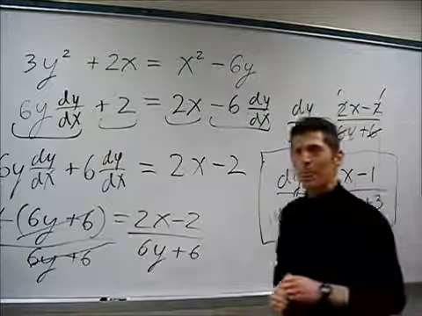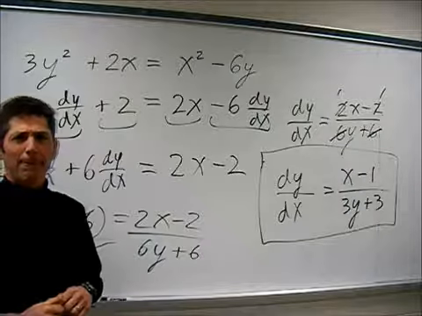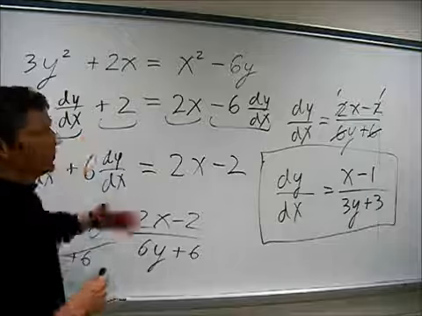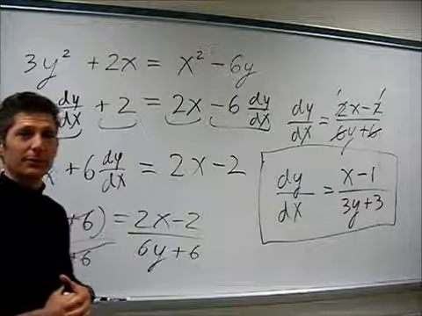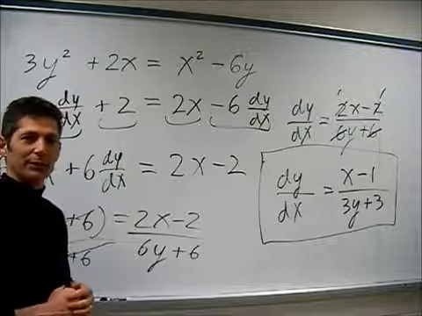So that's the derivative. dy/dx equals (x minus 1) over (3y plus 3). That's going to tell me the slope at any point of this crazy looking implicit function, but now it's in terms of x and y. So that's new. It's also interesting. Right. Fun. So there you have it. I like it.